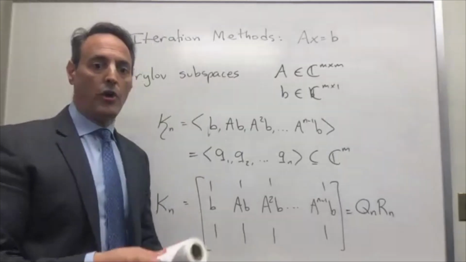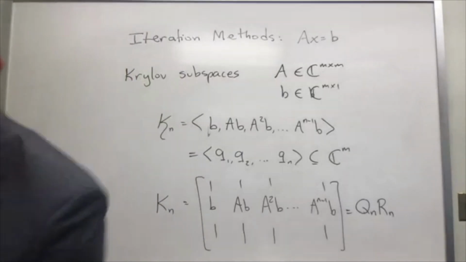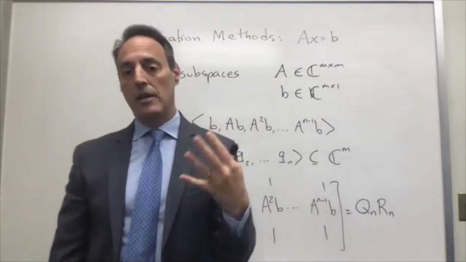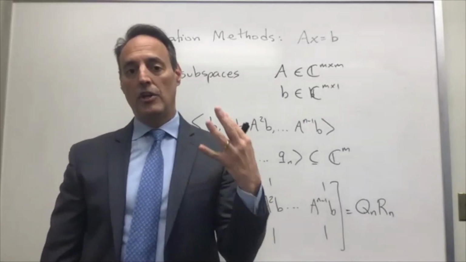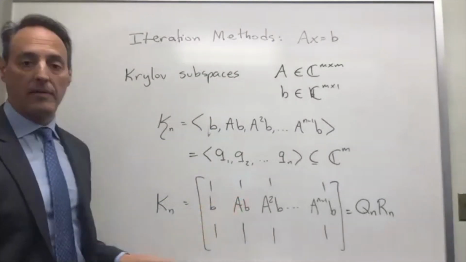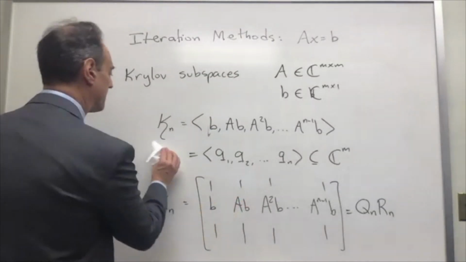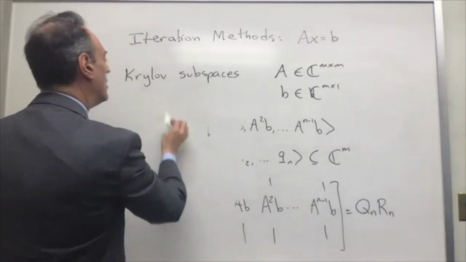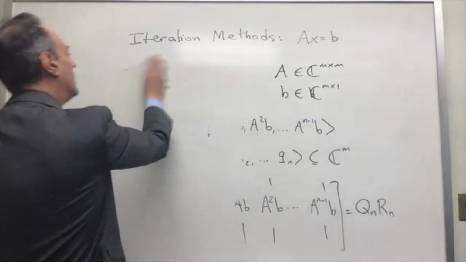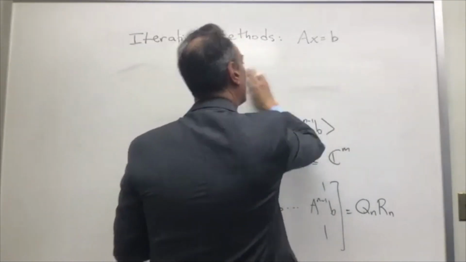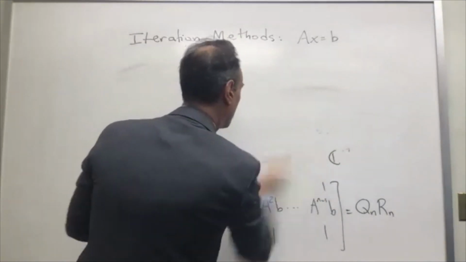Okay, so Krylov subspaces, you see them everywhere. Every time you're going to talk about iterations, iterative solves for Ax equals b, you're almost always going to talk about Krylov subspaces. They show up everywhere. Okay? All right. So with that defined, let's move on.